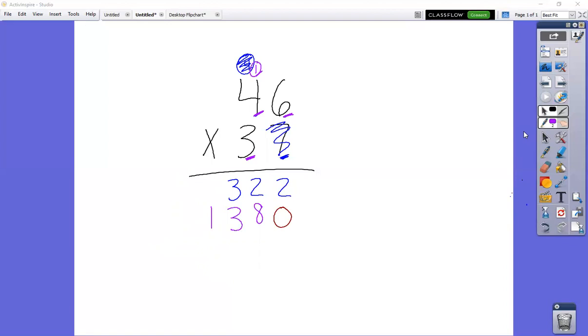Okay? Step number 4, what do we do with these numbers? We are going to add them. Okay? 2 plus 0 is 2. 2 plus 8 is 10, so I'm going to put my 0 there and my 1 up here. 1 plus 3 is 7, and then nothing plus 1 is just 1. Figure out where I put my comma. I count 1, 2, 3, and then I put the comma. Okay, so the answer to this problem is 1,702.